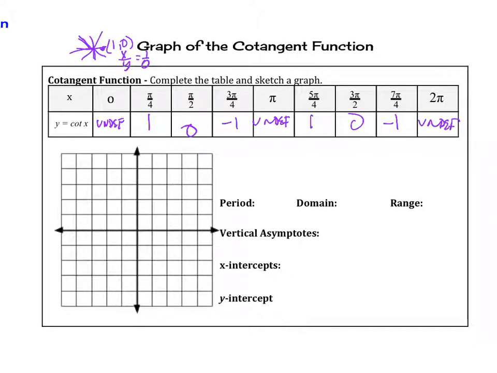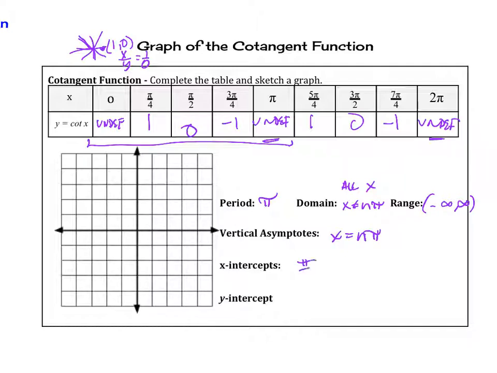So the period, again, if you go from 0 to pi, that is 1 period, so the period is pi. Our domain is all x, except x cannot equal n times pi. So notice that at pi and at 2 pi and so forth, we are undefined. The range is from negative infinity to infinity.